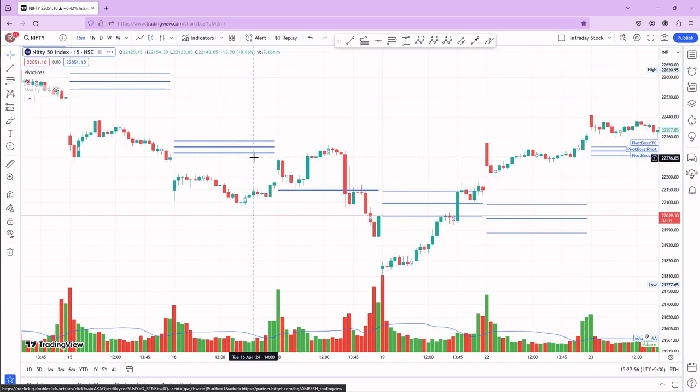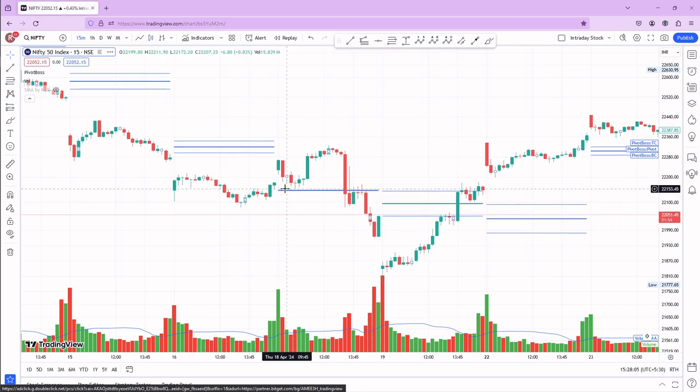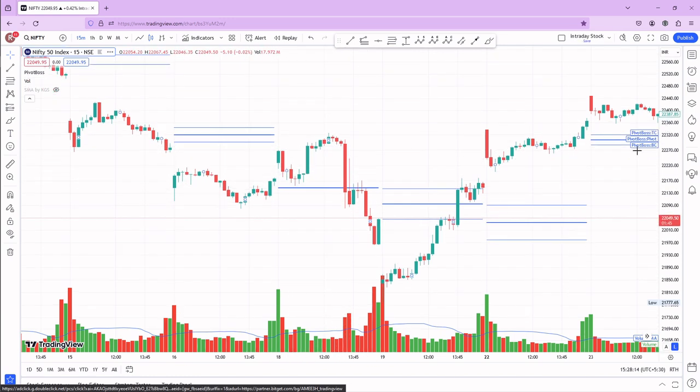This is a lower value CPR. This is also a lower value CPR. The candles never went above the CPR on 16th of April 2024. So I am considering this as the particular case, where the candles have gone up, faced some resistance and came down. So the question is how to trade this scenario.